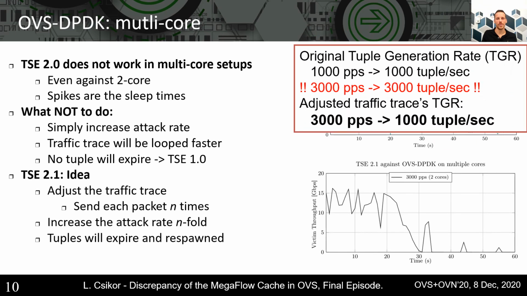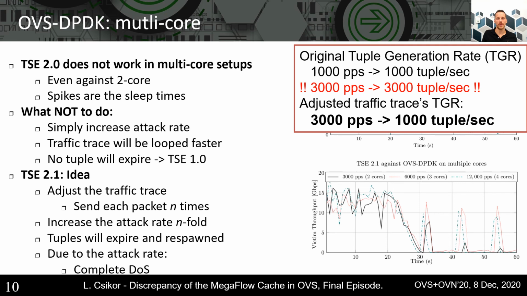The idea is then to not only increase the attack rate but also send each packet multiple times. Then, by maintaining a higher attack rate, our tuple generation rate can be the same as before, resulting in that tuples can expire and respawn. As a result, we need 3000 PPS and each packet to be repeated 3 times to beat OVS-DPDK on 2 cores. As the cores increase, we also need to linearly increase our attack vector. In other words, we need 6000 PPS and 6 packet repetitions and 12,000 PPS with 12 packet repetitions to beat OVS on 3 and 4 cores respectively.